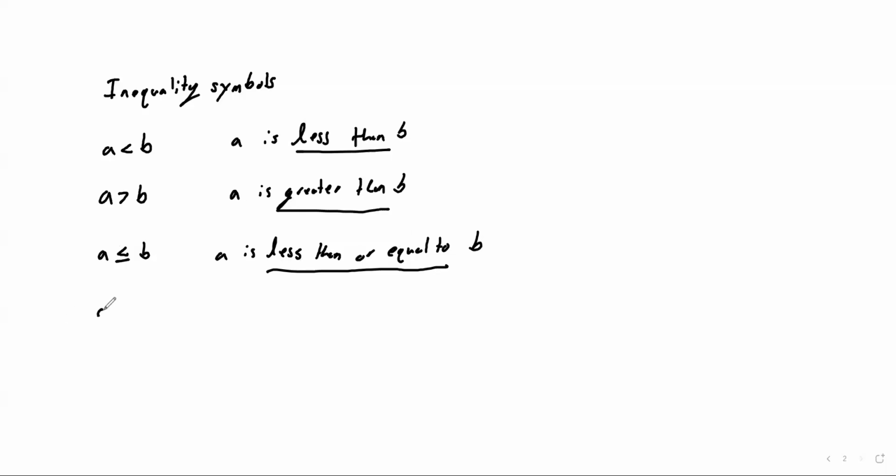And we have the other direction as well, as A is greater than or equal to B, and written as A is greater than or equal to B. There you go, right there. So those are the symbols there.